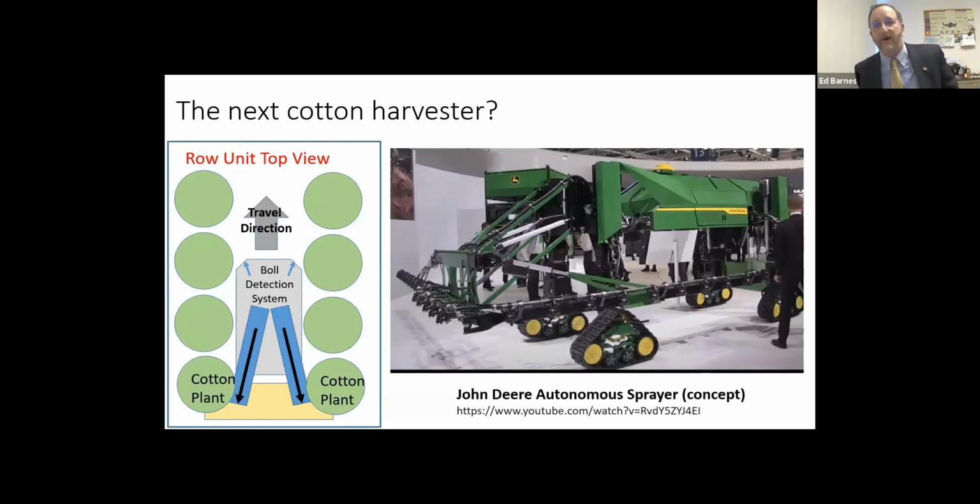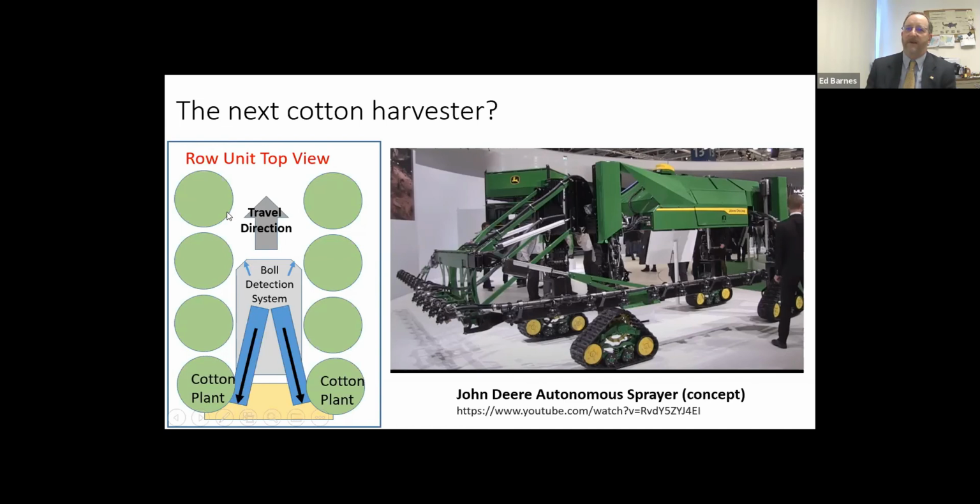So is this our next cotton harvester? On the right, you'll see pictured, from last year's Agritechnica, John Deere showed one of their concepts for an autonomous sprayer. On the left, this could be an independent little robot that runs between the rows. This blue area is my concept of the end effector that comes out. There's a detection system.